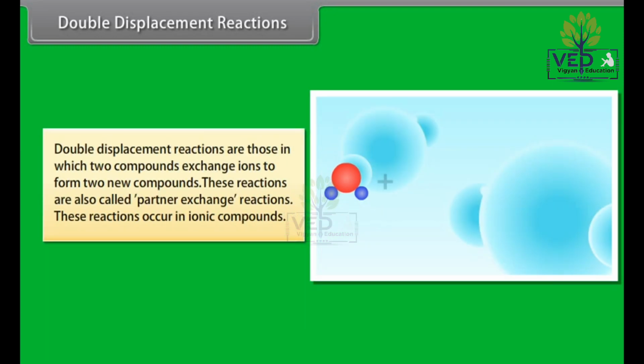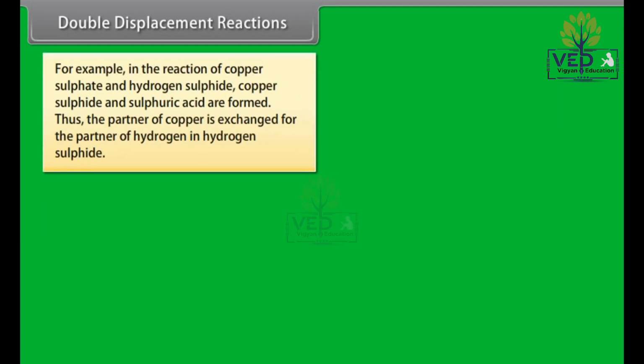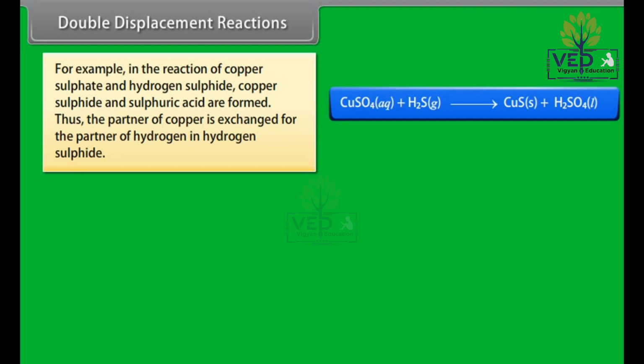Double displacement reactions. Double displacement reactions are those in which two compounds exchange ions to form two new compounds. These reactions are also called partner exchange reactions. These reactions occur in ionic compounds. For example, in the reaction of copper sulfate and hydrogen sulfide, copper sulfide and sulfuric acid are formed. Thus, the partner of copper is exchanged for the partner of hydrogen in hydrogen sulfide.